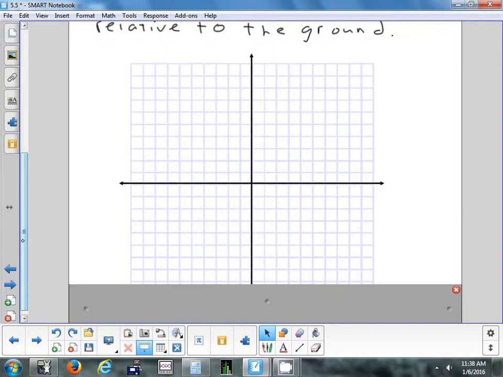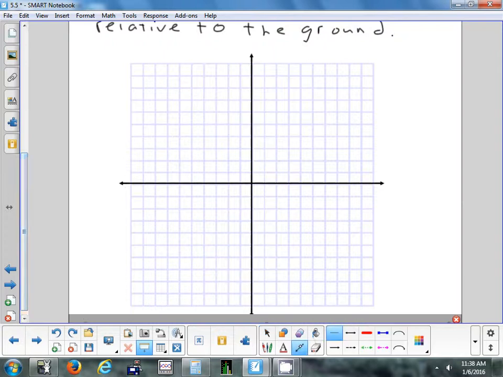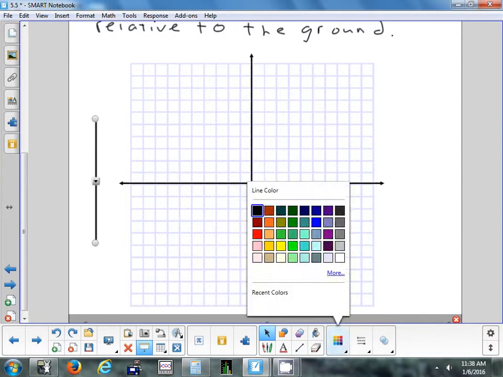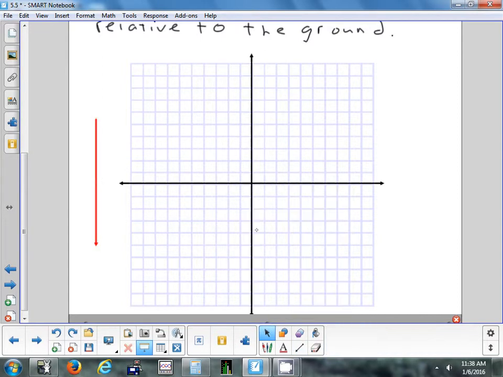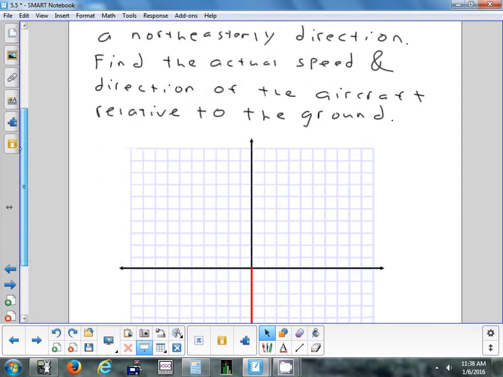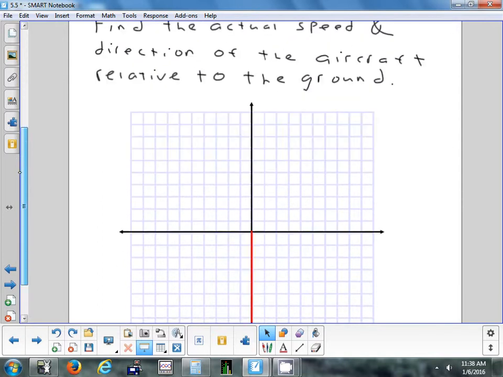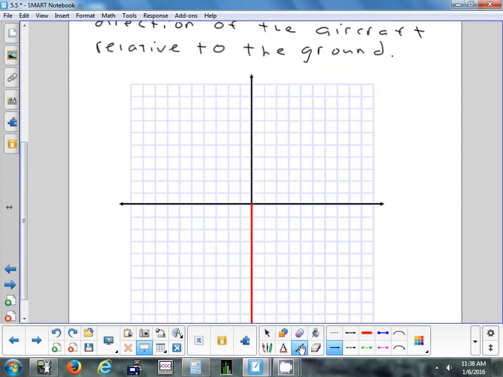All right. So let's draw my plane, 500 miles an hour south. I'm going to make that red. Okay, that's the direction the plane wants to go, south. But there's a wind blowing northeast. Okay, not quite a 500 mile an hour wind, so I'm not going to make it as long.